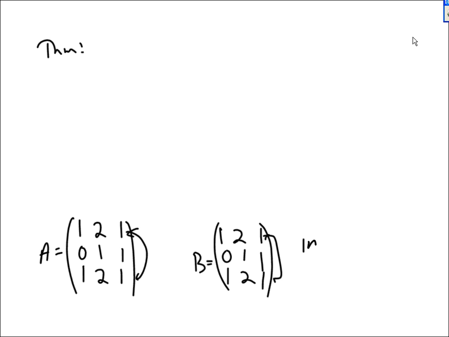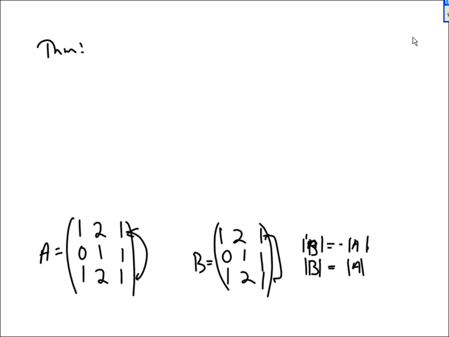Well, I know that whatever the determinant of A is, the determinant of B has to be negative the determinant of A. But you know what? B and A are equal. Just look at them on the bottom left. B is equal to A. Hence, their determinants are equal.